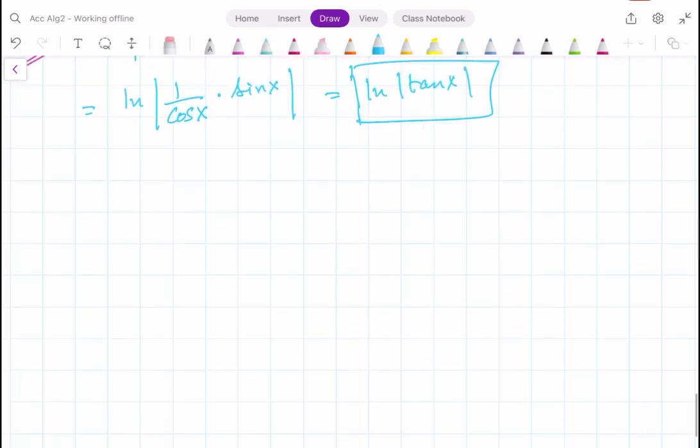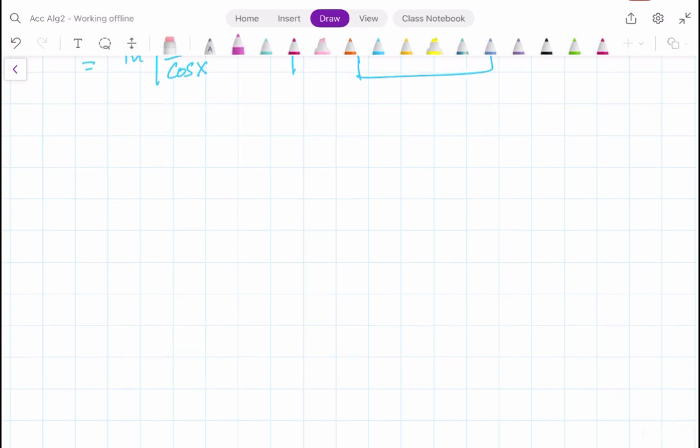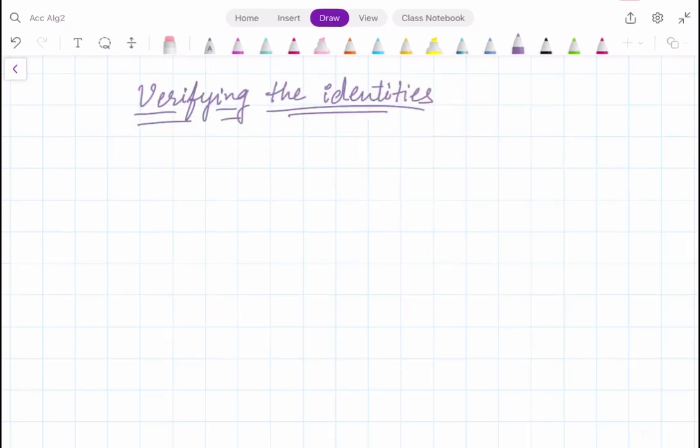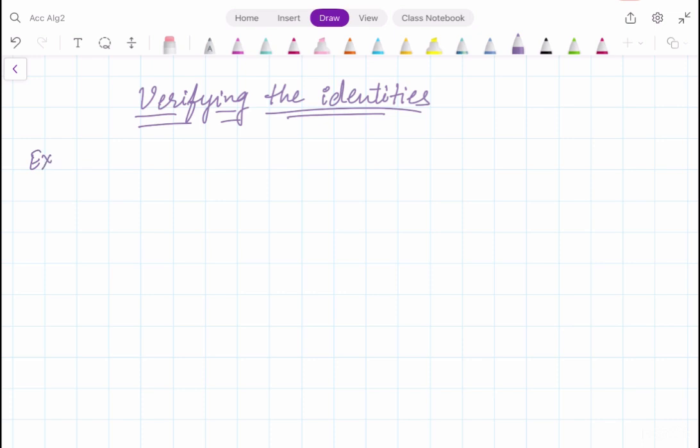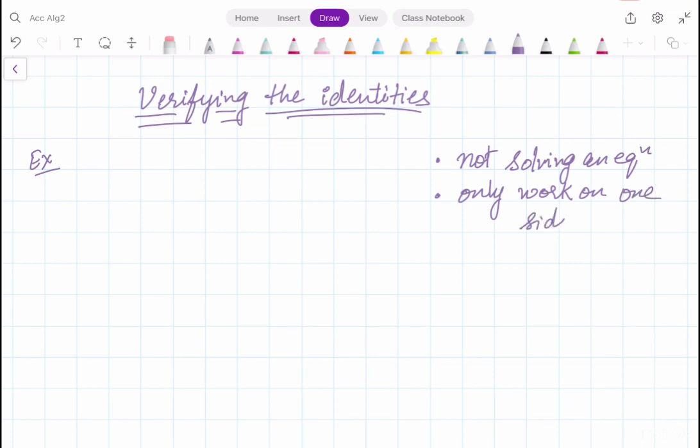After this, let's talk about something called verifying the trig identity. So we know how to simplify it. Now, verifying the identity. To start with verifying the identity, a few things we need to keep in mind. Let's discuss it one by one. You need to keep in mind that you are not solving an equation. Then only work on one side, either left hand side or right hand side.